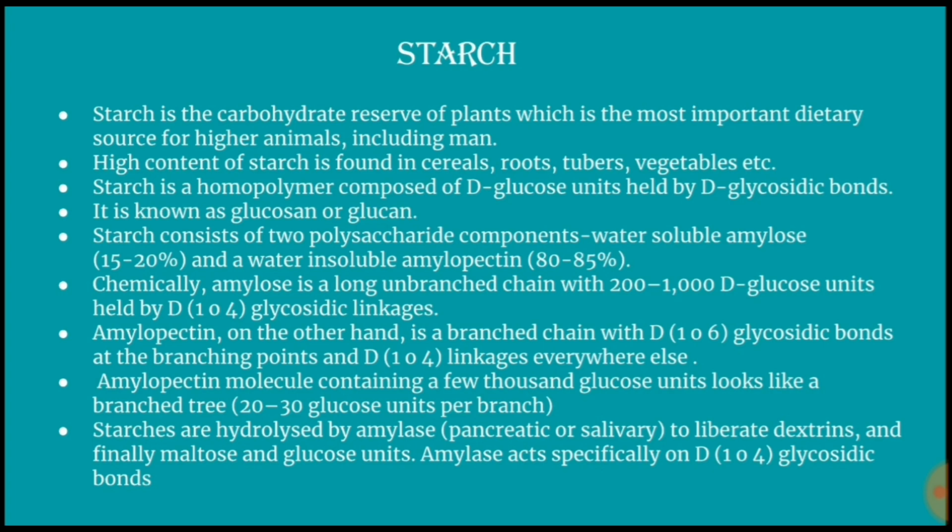High content of starch is found in cereals, roots, tubers, and vegetables. Cereals are the different types of seeds that we consume. Roots, like carrots, potatoes, tubers, and vegetables as well, contain a higher amount of starch, and starch is a homopolymer.